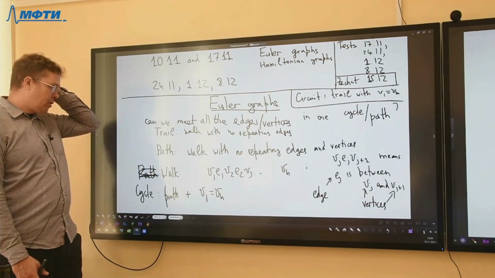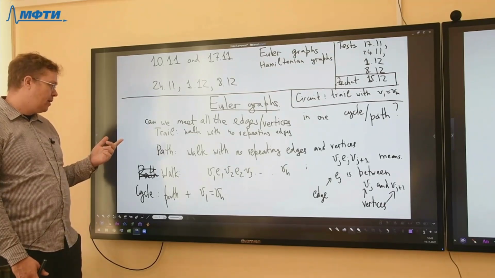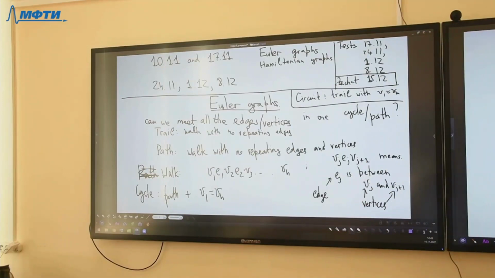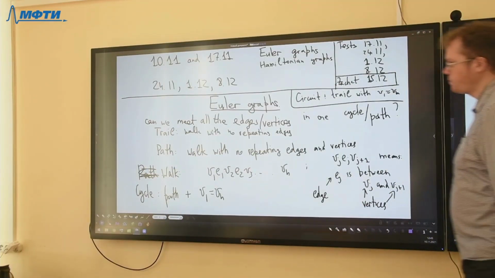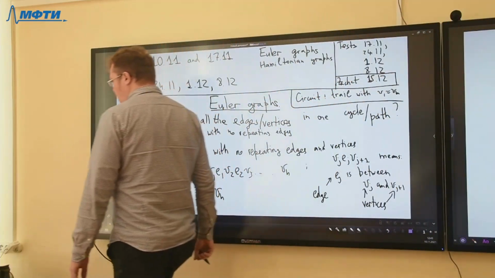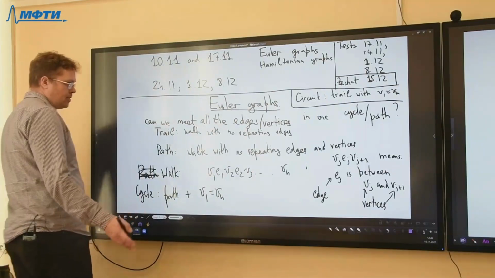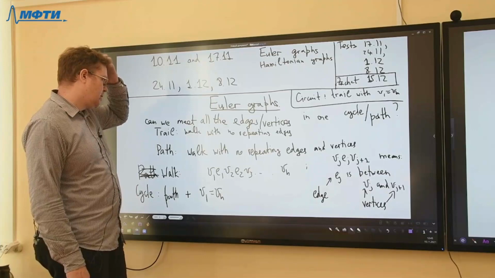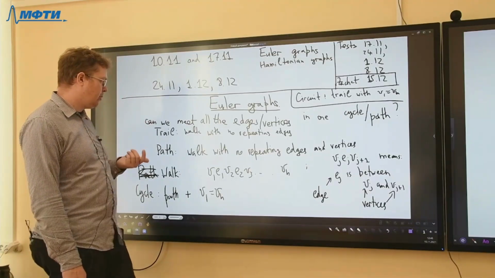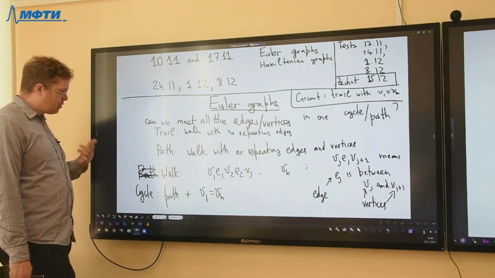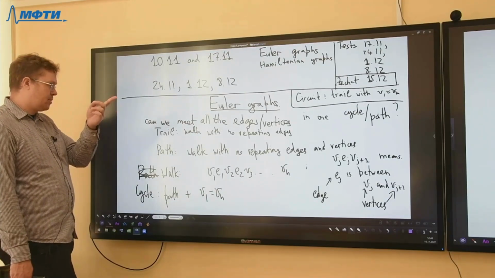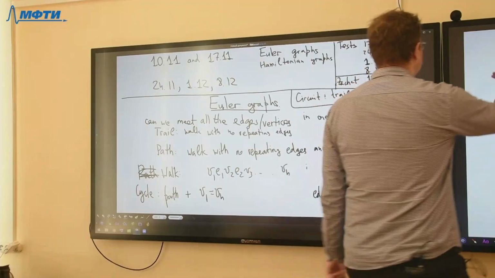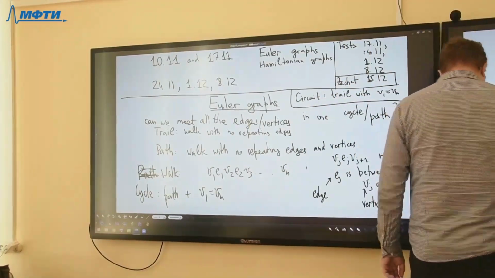So while we're talking about meeting all edges, if you want to meet all edges, we can meet some vertices several times. So when we're talking about one cycle containing all the edges, then we need not talk about a cycle, but about a circuit, always a trail.